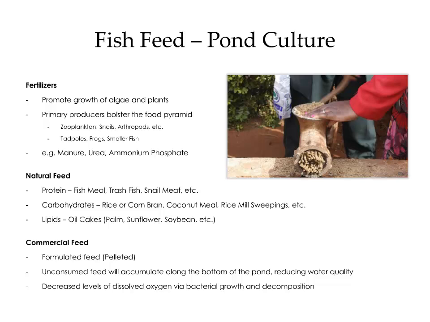Commercial feeds are also used, which are pelleted formulated feeds specific for the fish you're rearing. Proper feeding regimes are necessary. Any unconsumed feed will accumulate along the bottom of the pond, reducing water quality. This will also result in decreased levels of dissolved oxygen via bacterial growth and decomposition.